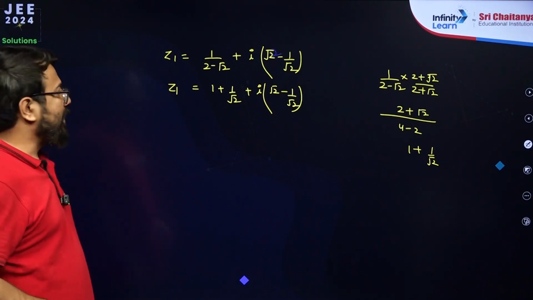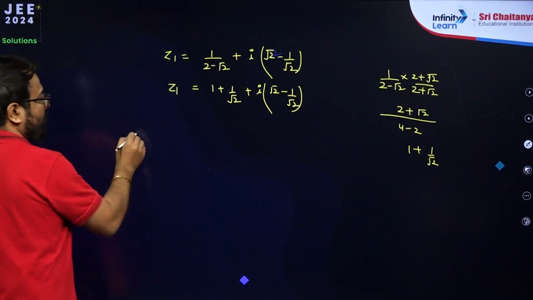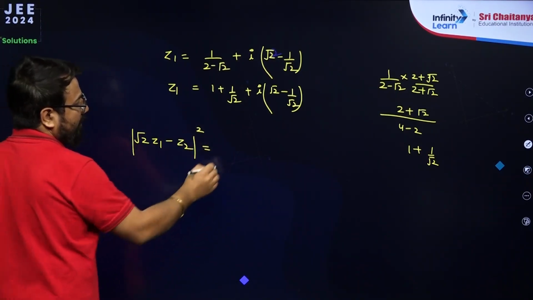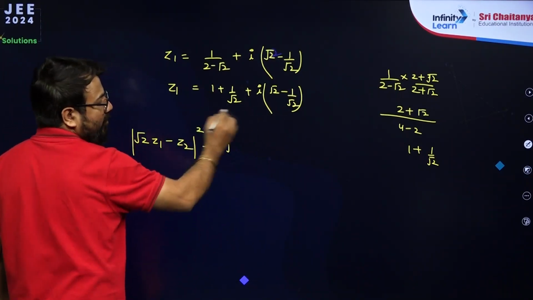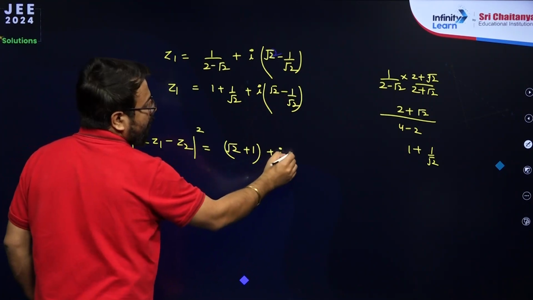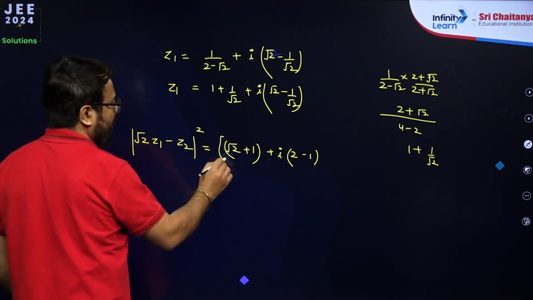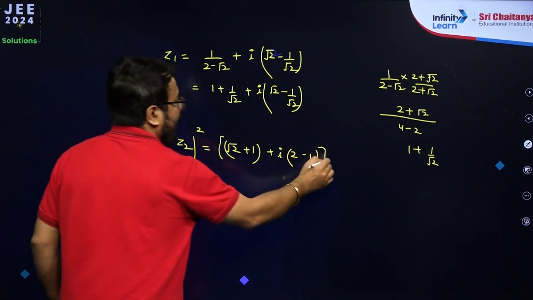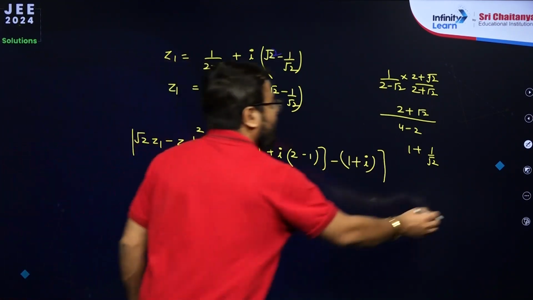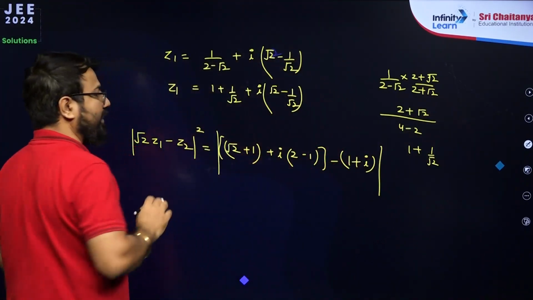Now, having understood the values of z1 and z2, I need to get the value of root 2 times z1 minus z2, and then take the modulus and square. If I multiply this with root 2, then what will happen? Here I will have root 2, then I will have 1. Then iota times root 2 into root 2 becomes 2, so it becomes 1. I hope this has been clear to you. This is root 2 times z1, and then minus z2 I am writing as it is, that is 1 plus iota. And this entire expression would be taken the modulus.